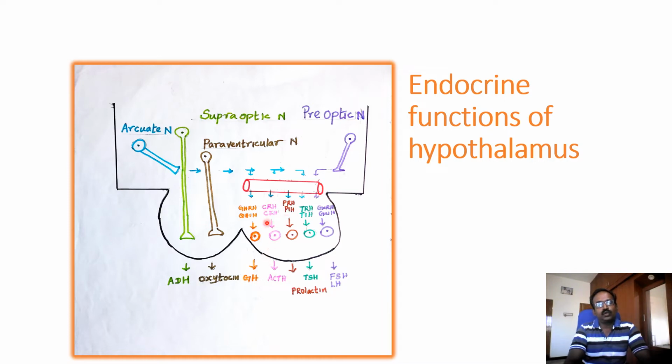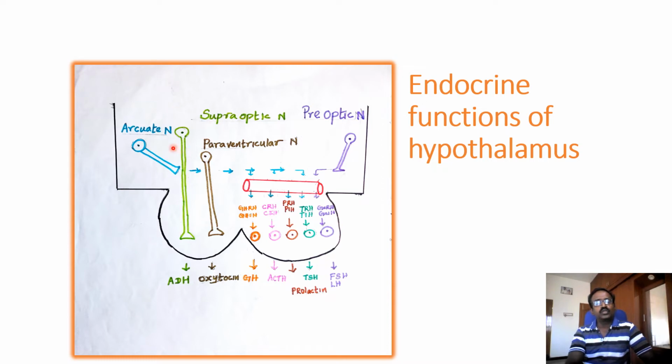The hypothalamus releases the corticotrophin releasing hormone or corticotrophin inhibiting hormone that act on the anterior pituitary, which releases the adrenocorticotrophic hormone, ACTH. The hypothalamus releases the prolactin releasing hormone or prolactin inhibitory hormone or somatostatin that act on the anterior pituitary, which releases the prolactin. And the hypothalamus releases the thyrotrophin releasing hormone or thyrotropin inhibitory hormone that act on the anterior pituitary, which releases the TSH, thyroid stimulating hormone.